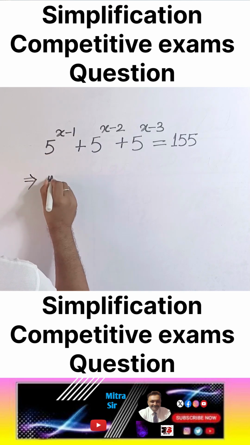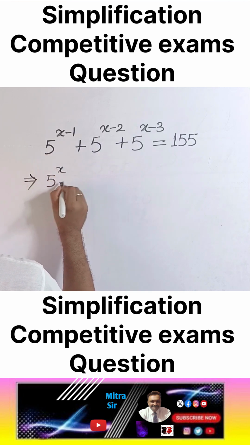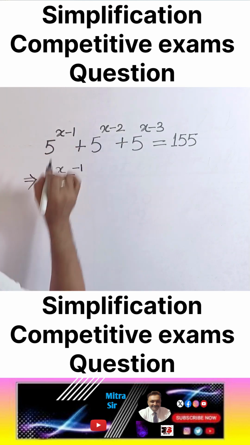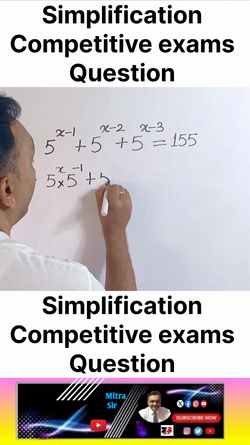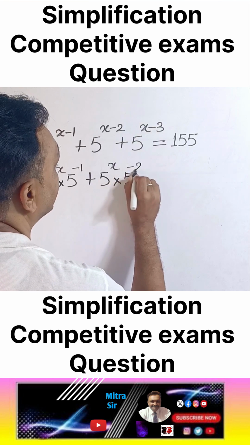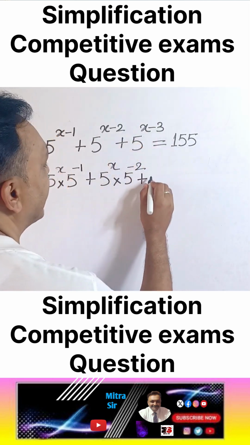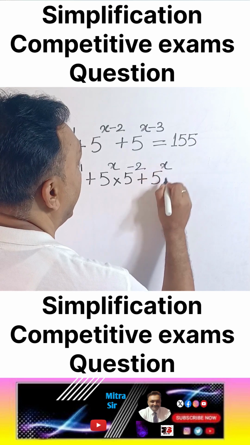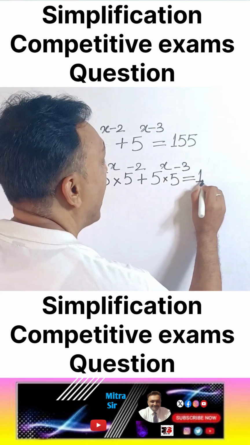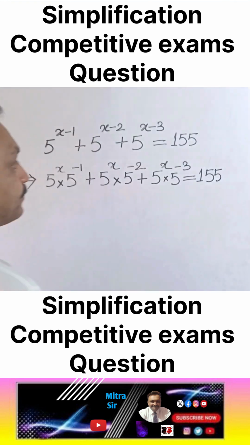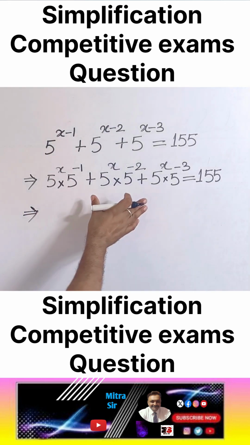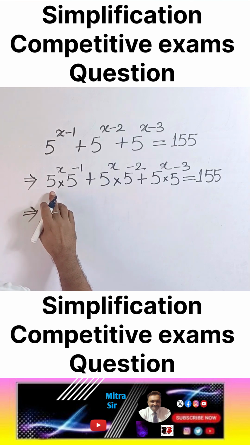This expression we can write as 5 raised to the power x and 5 raised to the power minus 1. If we multiply these two, you will get the same thing. Here also the same, 5 raised to the power x multiplied with 5 raised to the power minus 2. Plus this one I'm going to express as 5 raised to the power x into 5 raised to the power minus 3, which is equal to 155, right?